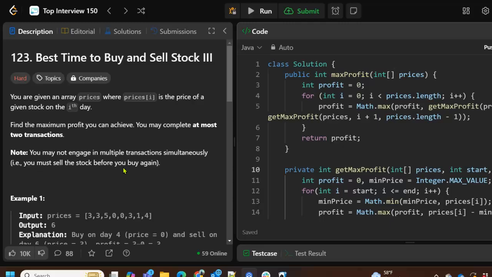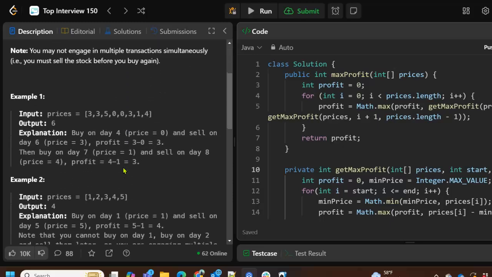Find the maximum profit you can achieve. You may complete at most 2 transactions. And when they say transactions here, what they mean is a buy is not a transaction and a sell is not a transaction. A transaction is a buy and a sell. You may not engage in multiple transactions simultaneously, i.e., you must sell the stock before you buy it again. So you can only hold one share at a time. So what you have to do is buy, sell, buy, sell. Okay.